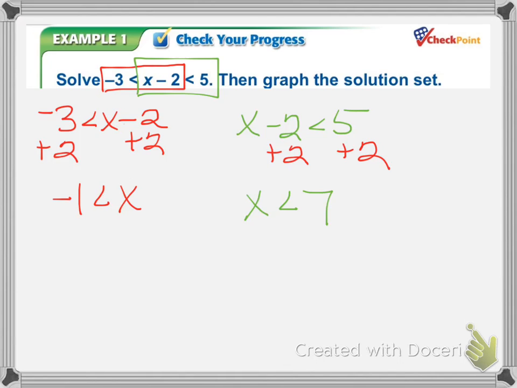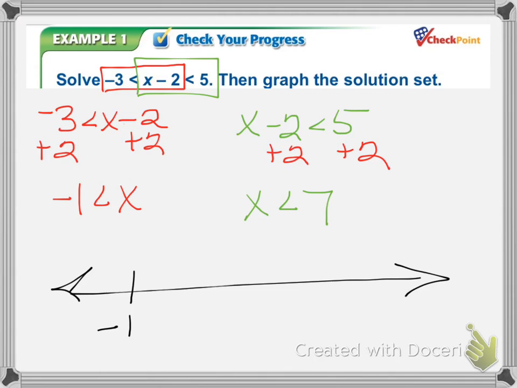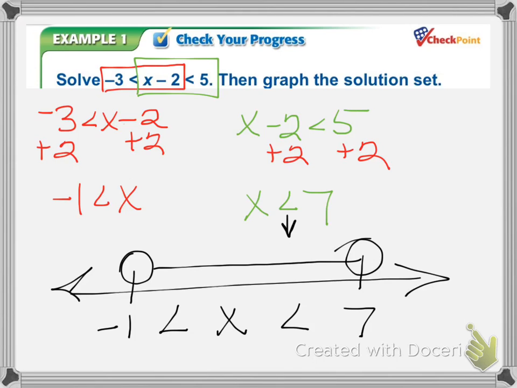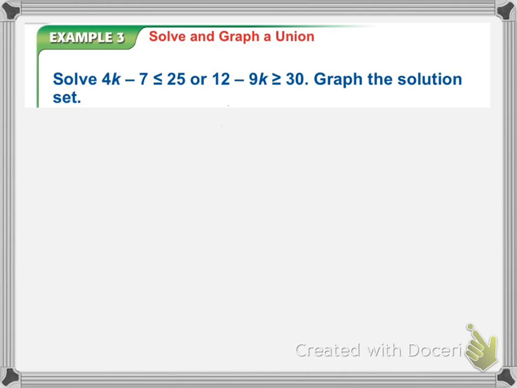Okay, so now when you go to graph that, your lower boundary is negative 1, your upper boundary is 7. They are both open dots, okay, and notice that x is in the middle. Your less than comes down, and then this one also comes down, and that's how you put it back together and then connect your dots. Alright, so that's how you solve an and statement. Now for an or statement.